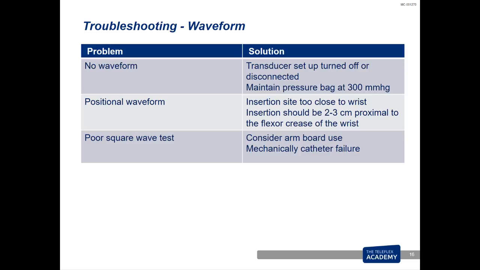As an inserter, we really want to move our insertion site away from the range of motion area, down 2 to 3 centimeters proximal to the flexor crease on the wrist, or if you want to keep it simple, where the watch band would be if your patient was wearing a watch.